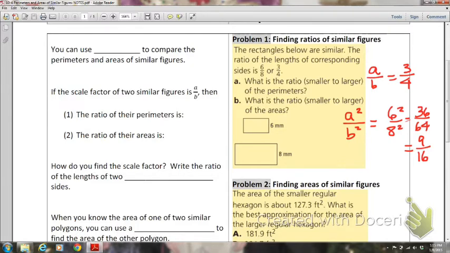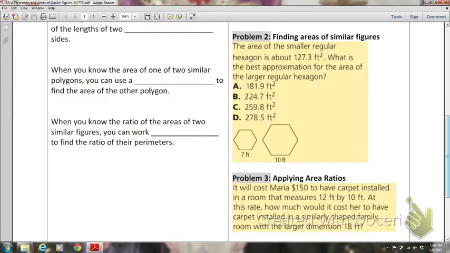So let's look at problem 2. Problem 2, you're finding the area of similar figures. The area of the smaller regular hexagon is about 127.3 feet squared. So it's asking for the best approximation for the area of the larger regular hexagon. So let's compare the areas.